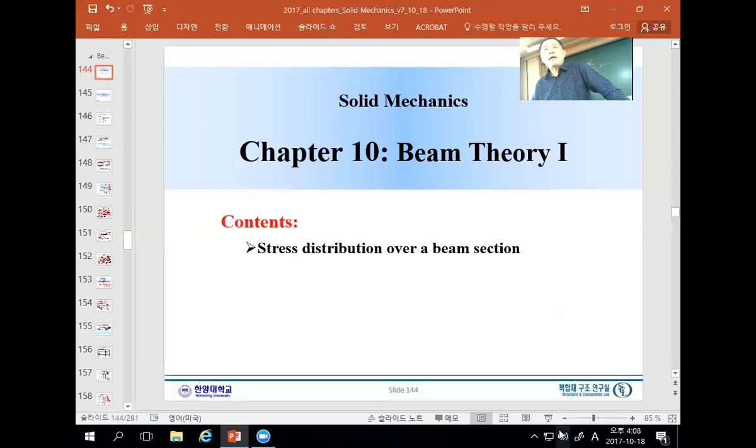But again, chapter 10 is very important to understand the beam theory. I'm always trying to compare the theory between bar, torsion, and beam. There is a certain similarity. If you follow that flow chart, that will help you to understand it all together. So you study each subject, but you can understand them all together.